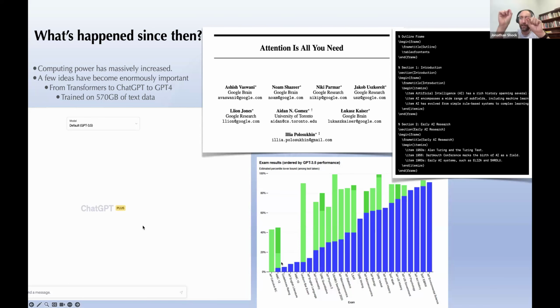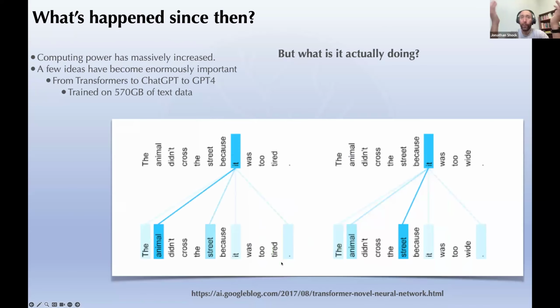Something that you have learned. Okay? You've learned something about the world. And so street, yes, that's something that can be described by it, but there's a much stronger signal here connecting animal with it. And what a transformer does is it learns to find these connections. And it turns out that that's very, very valuable.